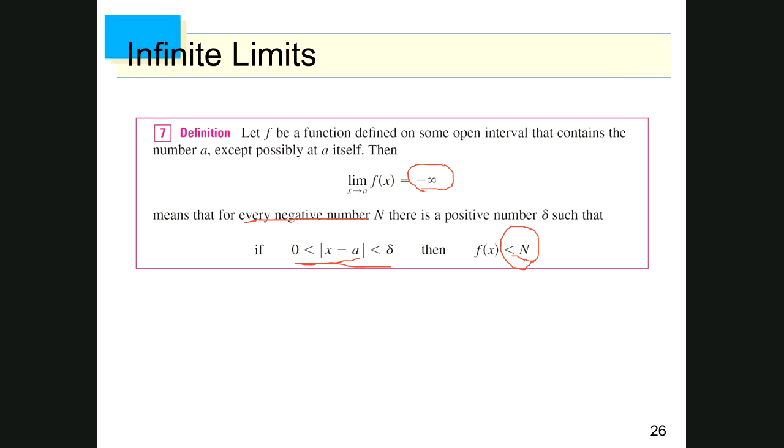All right. So for positive infinity, you want a positive number m, and your function must be greater than m. When the limit goes to minus infinity, you want a negative number n, and your function has to be less than n. All right, and you just follow the same procedure.